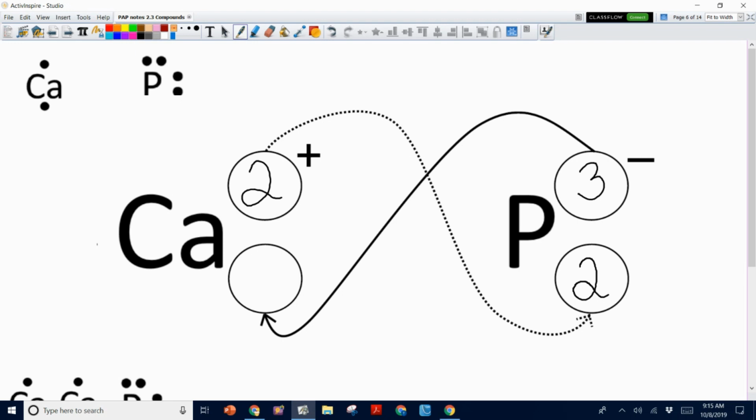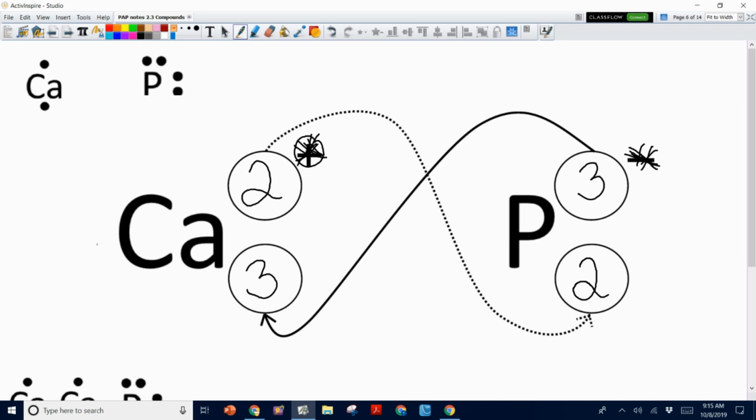And then this 3, we don't take the charge. The charge doesn't come with it. So it's not going to be phosphorus 2+, just the number. And then we take the phosphorus, which has a charge of 3 negative, or -3. We're not going to worry about the charge. We're going to take this 3, follow the solid line, take it over to calcium and drop it as a subscript. And this works every single time for ionic bonds.